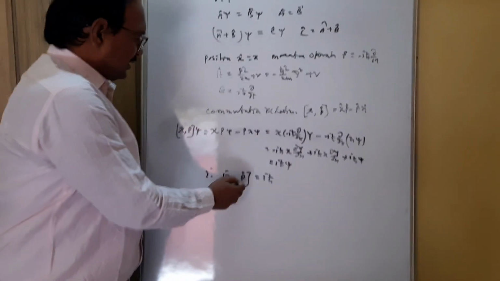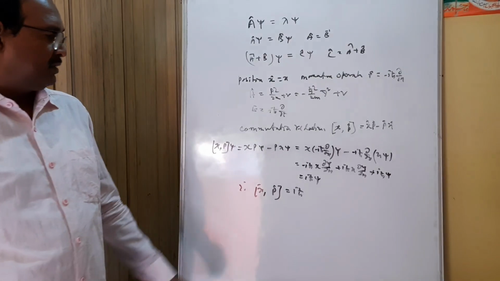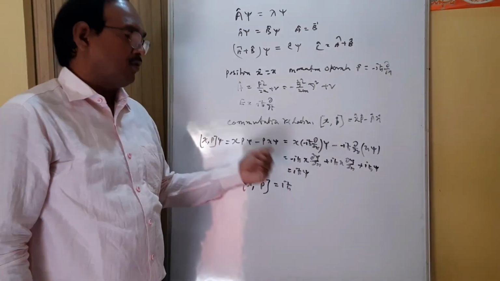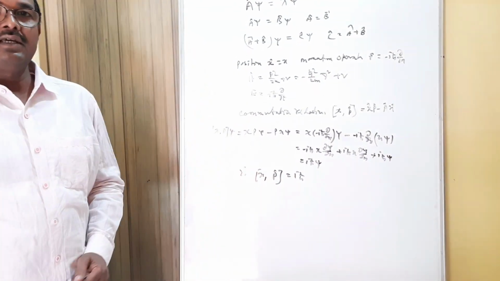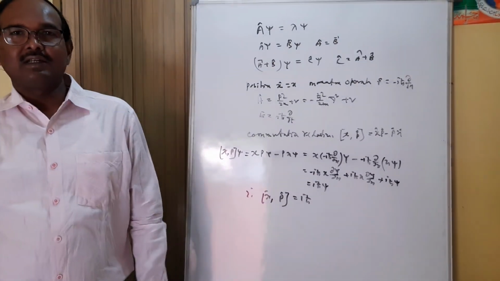Here the commutator of x and p does not give zero, so we can say they do not commute with each other. This is a non-commutation. If it is zero, then we can say these two are in commutation relation.